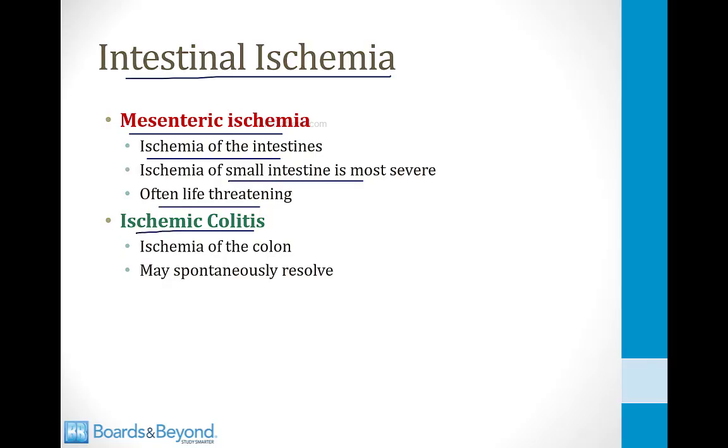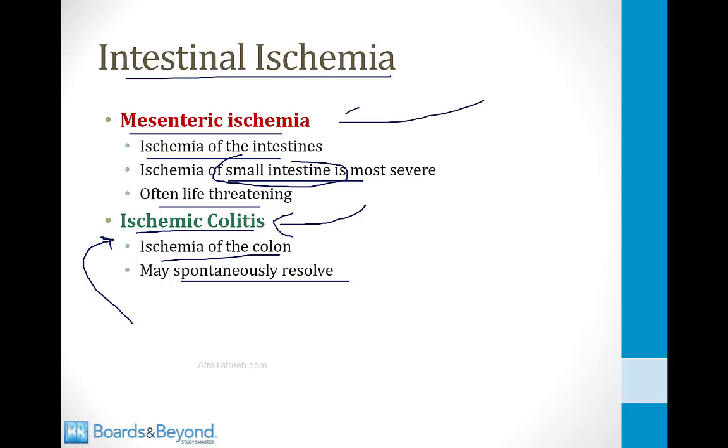Ischemic colitis means ischemia of the colon, and the reason it has its own term is because ischemia of the colon tends to be less severe than ischemia of the small intestine. It sometimes spontaneously resolves. And for this reason, when people are talking about ischemia of the colon, they often call it ischemic colitis. And when people are talking about ischemia of the small bowel, they often call it mesenteric ischemia.